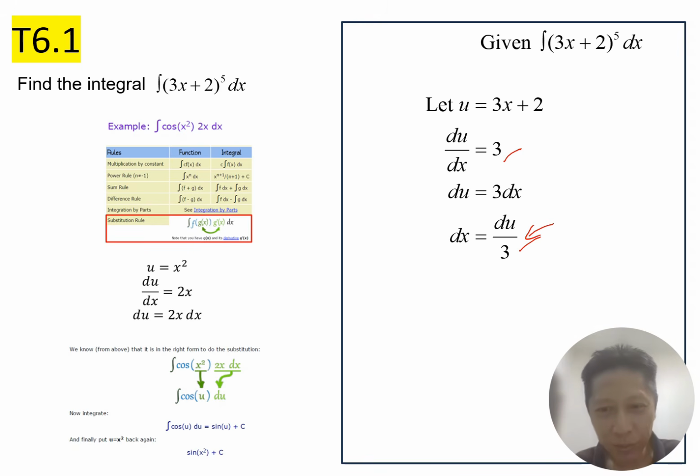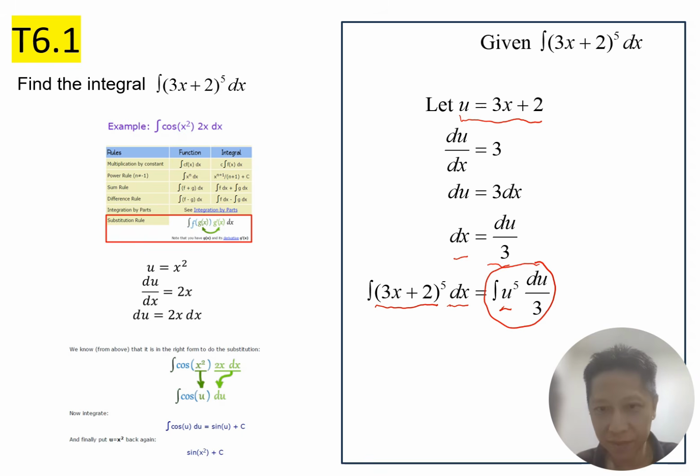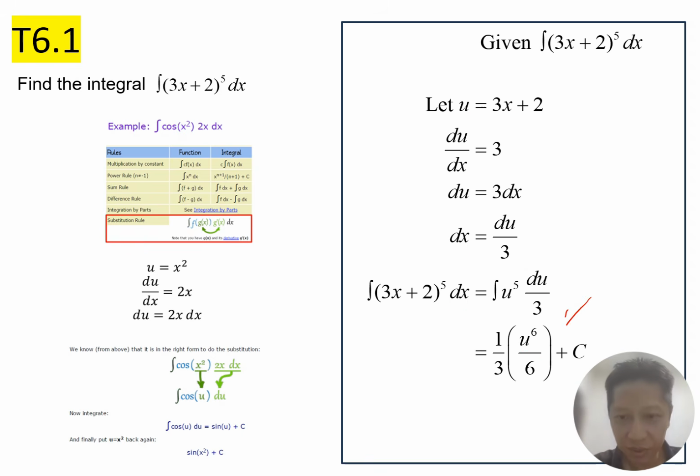Now, we want to fit the u into the original context. This is the original one. We have 3x + 2, it can be replaced by u. Why? Because we had defined u the same as this. dx we also can replace, because dx is the same as du divided by 3. At the right hand side, it's easier for us to do the integration. So this will be the integral.